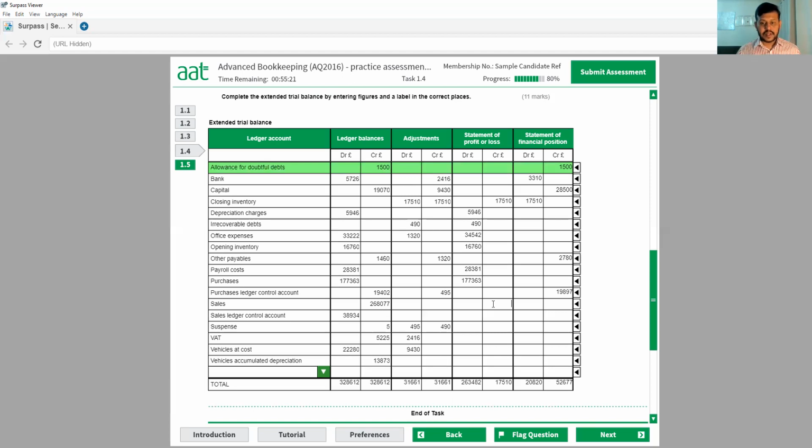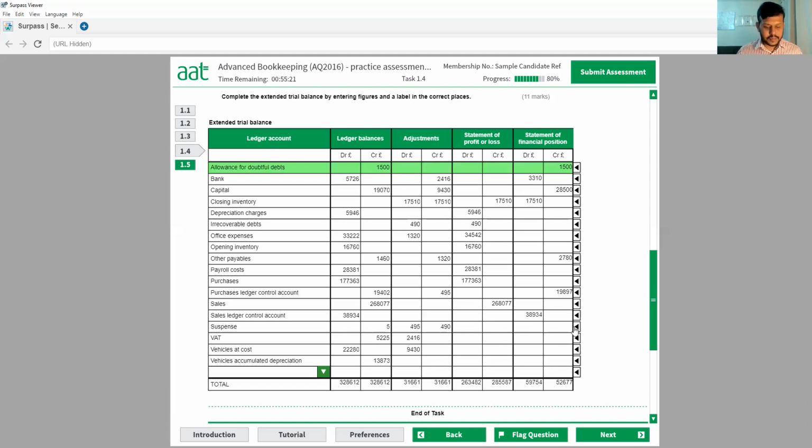Then the sales is income. Sales is always credit on the profit and loss account. So 268,077. Then you have a sales ledger control. This is our asset. That is 38,934.